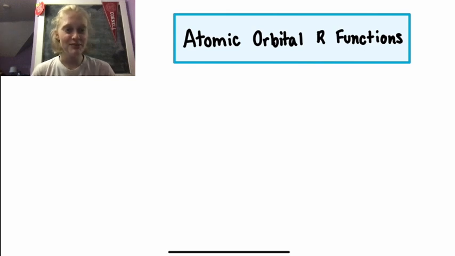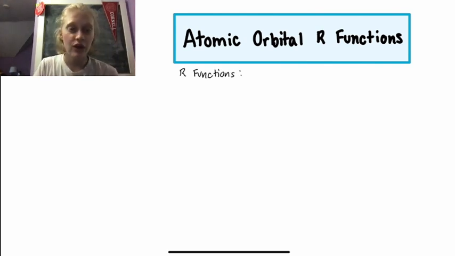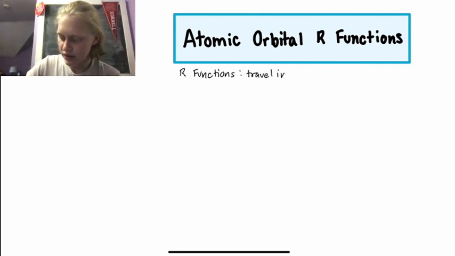Hi everyone, my name is Maggie, and in this video we're going to be talking about atomic orbital R functions. So in the last video you went over Y functions, which you get by traveling in a circle around the orbital. With R functions, we're going to travel in a straight line away from the nucleus.